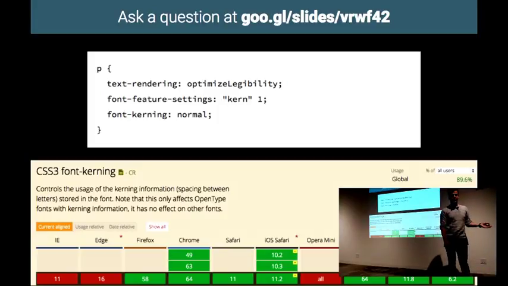Normal will force the kerning if the font has it. None will force no kerning, regardless of whether the font has it or not. But again, you may set that and see no change in your font at all, because it's completely up to the designer if they've actually included that in the font or not.